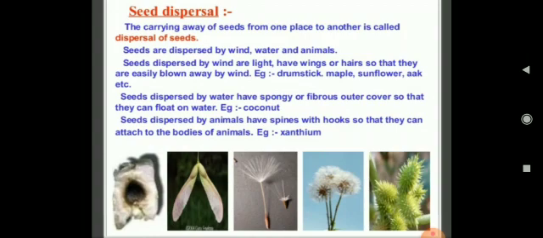Seed dispersal by explosion: some fruits, like pea and castor, explode when ripe, which results in the scattering of seeds. In the rubber plant, the seeds are dispersed through this mechanism. So this is all about seed dispersal and how different agents help in the dispersal of seeds.